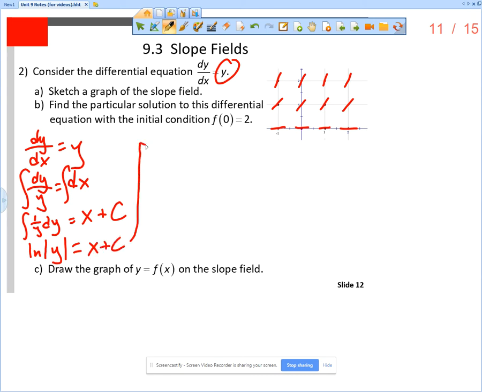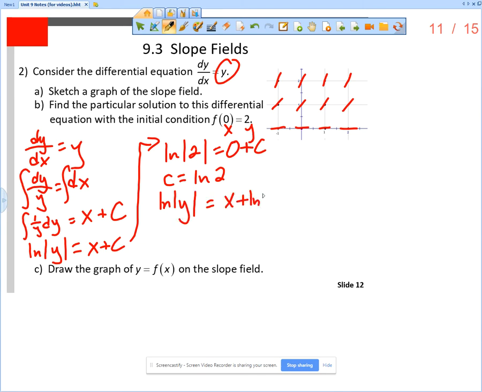All right, so now I want to find the value of c. f of 0 is 2, so that means that x is 0 and y is 2. So the natural log of the absolute value of 2 equals 0 plus c. So c is equal to the natural log of 2. The absolute value is not necessary because 2 is already positive. And so that means that the natural log of the absolute value of y is equal to x plus the natural log of 2.